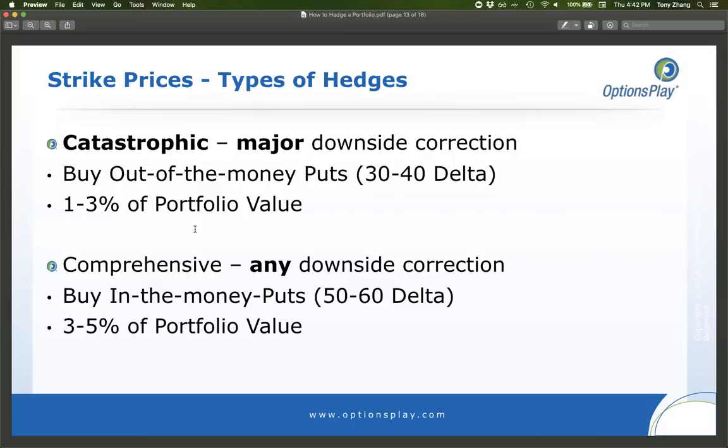So just like an insurance policy, you can buy catastrophic insurance, which insures you against a severe loss or a major catastrophe, or you can buy comprehensive insurance that basically covers you for everything. And you can think of put options as the same thing. So when you're looking for catastrophic insurance on your portfolio, that's when you're really trying to insure yourself against a major downside correction.